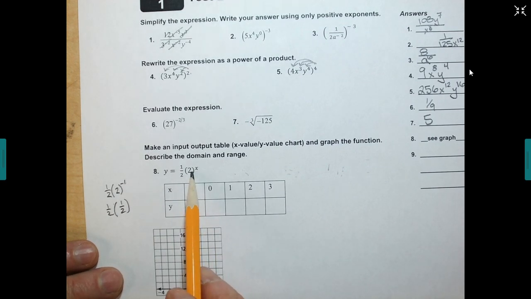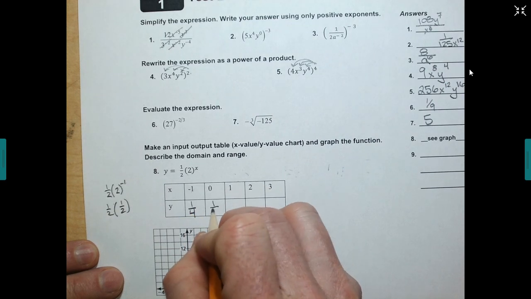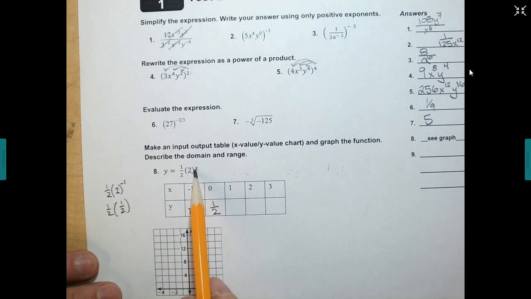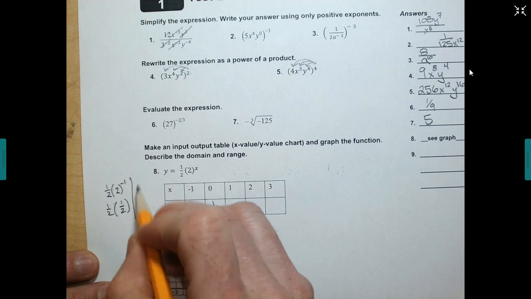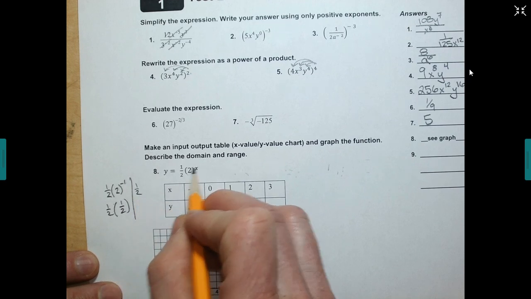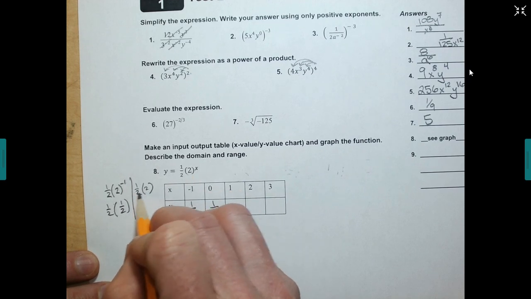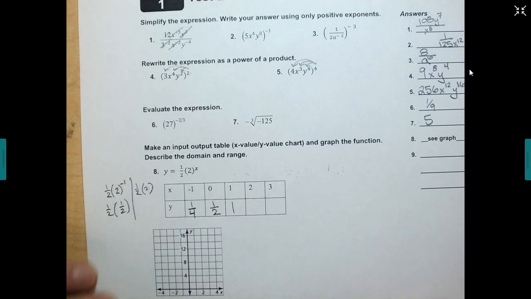0. 0 makes this a 1, right? 2 to the 0 power is 1. So this would be 1/2. Then 1, so I'd get 1/2 times 2 to the 1 power, which is 2. 1/2 times 2 is 1.